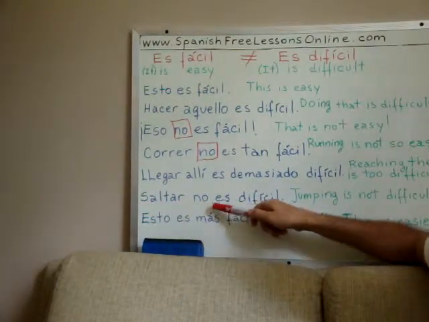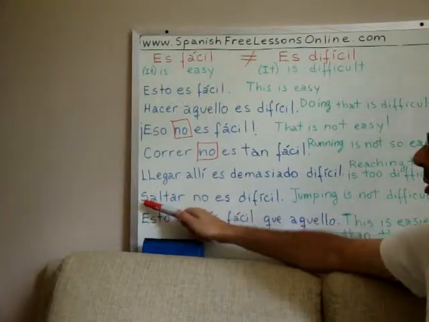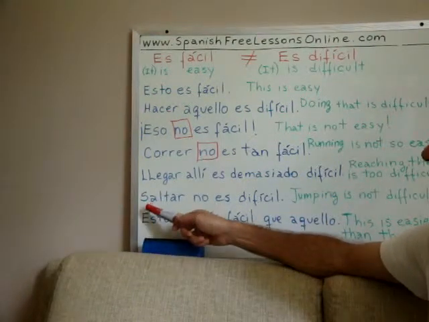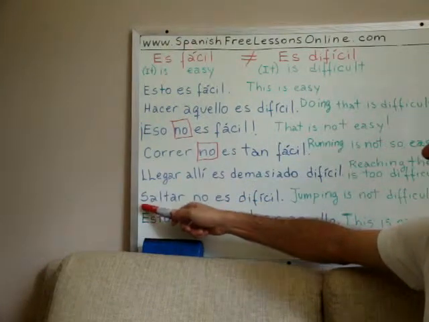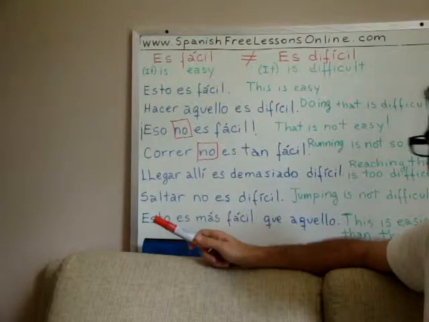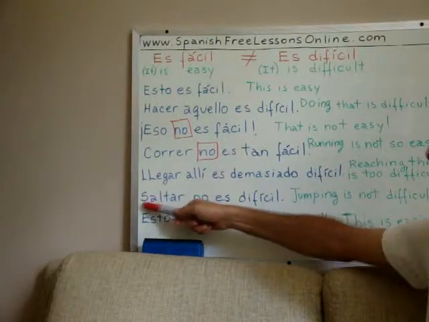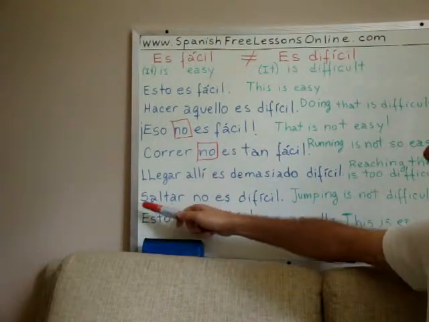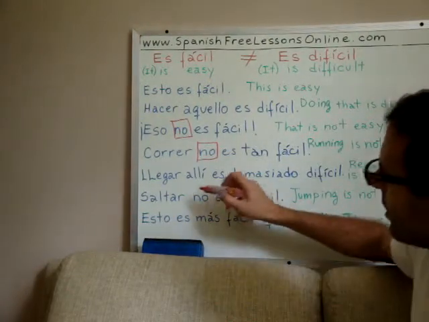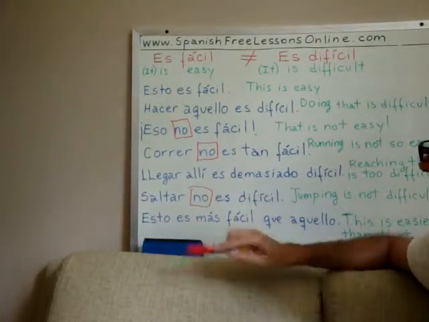Saltar no es difícil. Again, another general rule, another statement, generalizing, yes? So we use the verb in infinitive. We're saying to jump is not difficult, or jumping is not difficult. Verb in infinitive, the verb to jump, saltar. Saltar no es difícil. Again, the negating word before the verb.